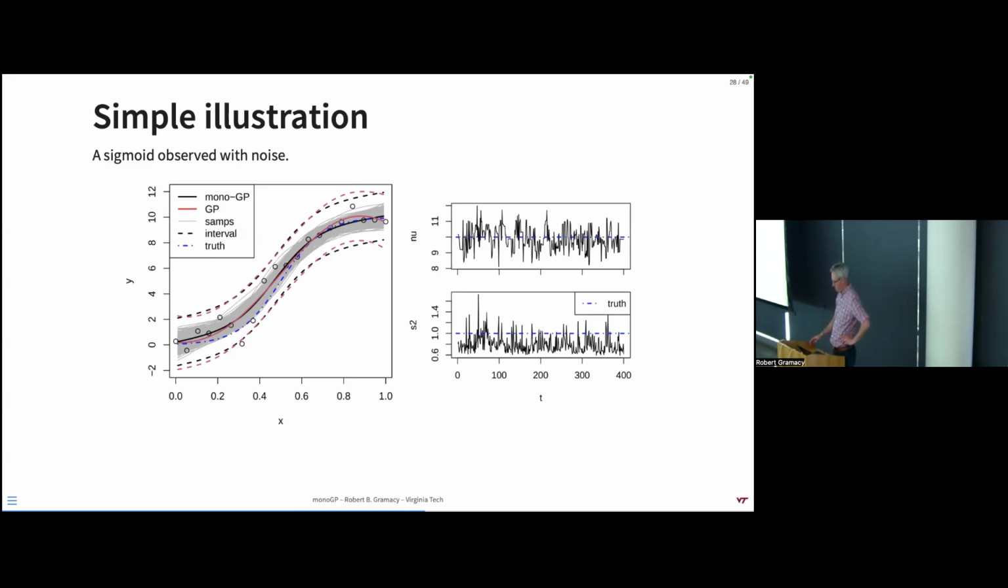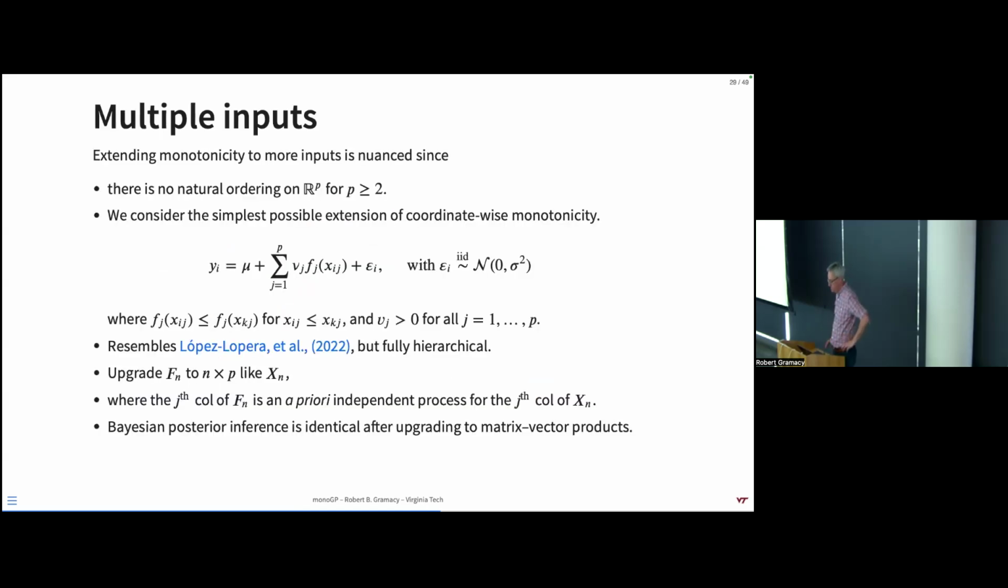Very simple problem. How do you handle multiple inputs? Well, you just do the same thing additively. This is not the only thing that you could do, but it's the simplest thing that you could do. I specify that I have an additive function of monotone functions in each input direction. It's very difficult to define monotonicity in high dimension, but this is one way that you can do it. There are other ways, but I think this is by far the simplest way.